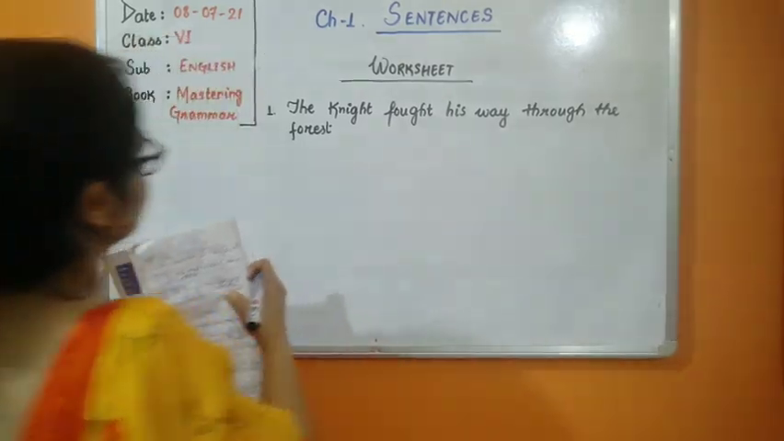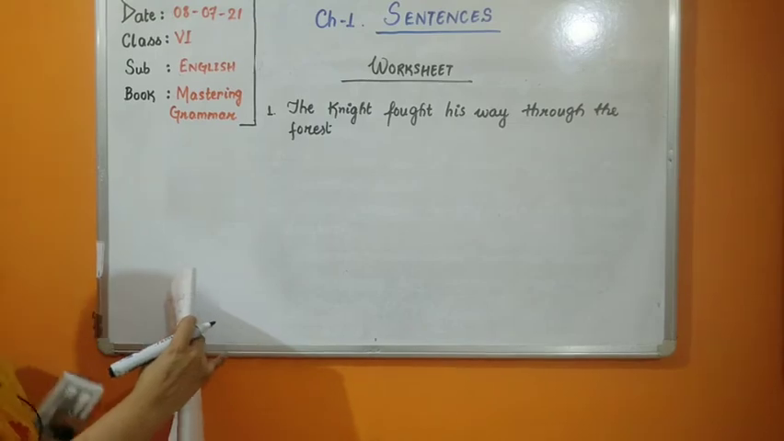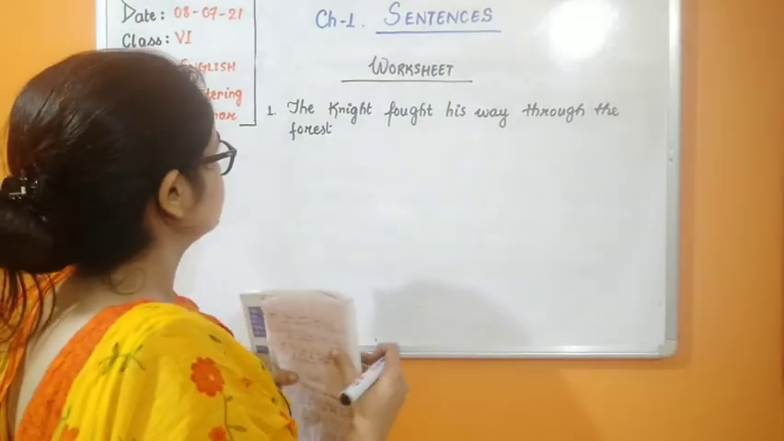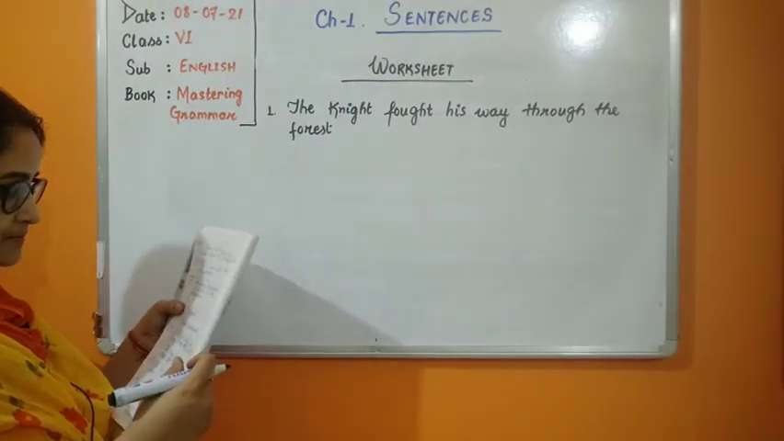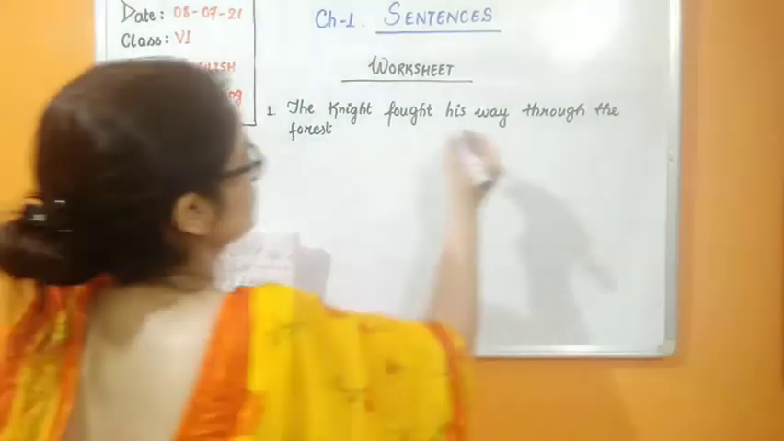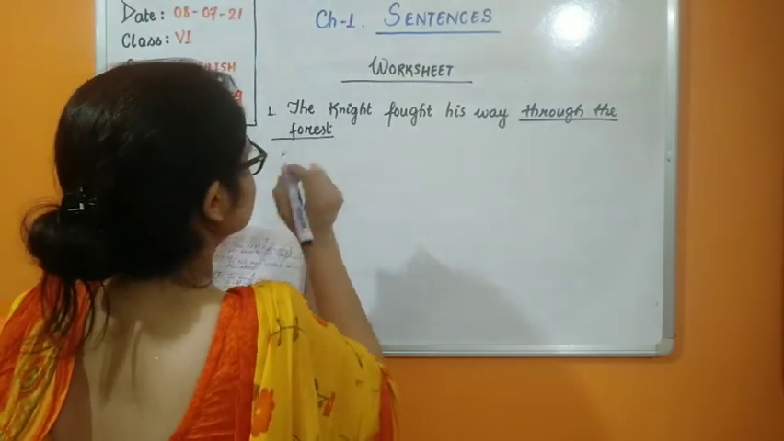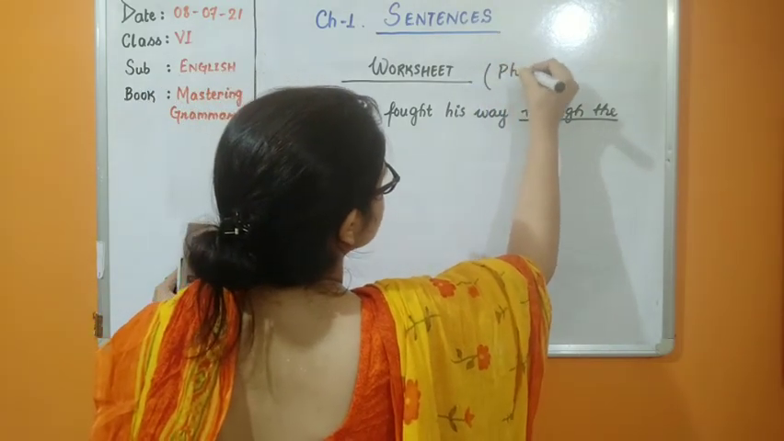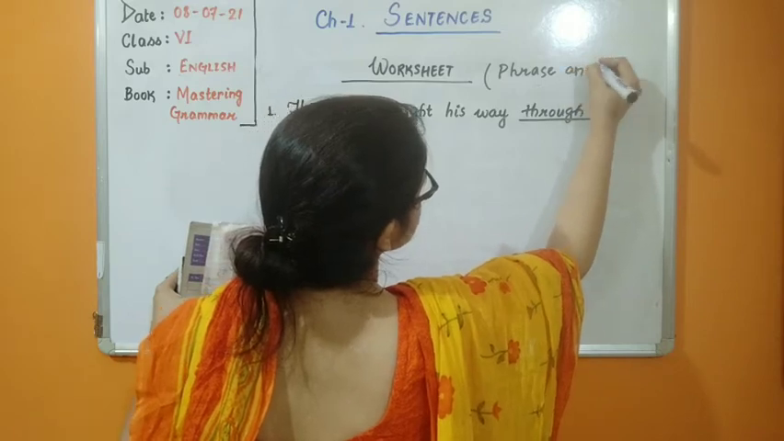Okay children, what do you think we have here? The knight fought his way through the forest. What do you think we have? The underlined words are through the forest. Now can you identify, we are doing phrase and clauses worksheet, phrase and clause.